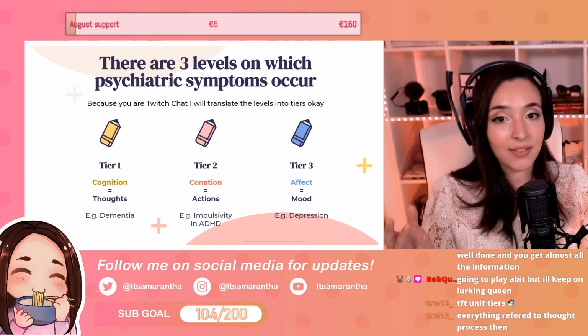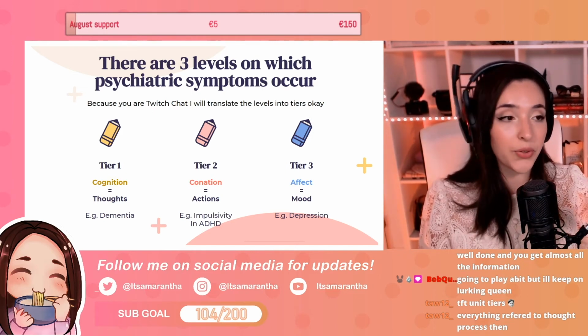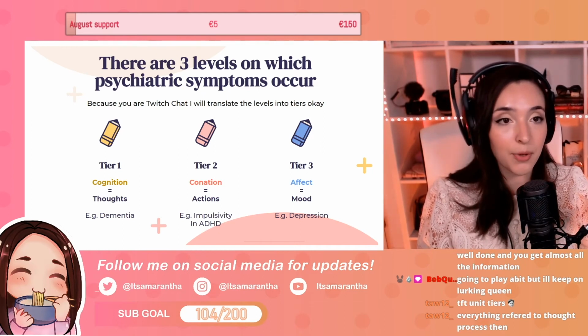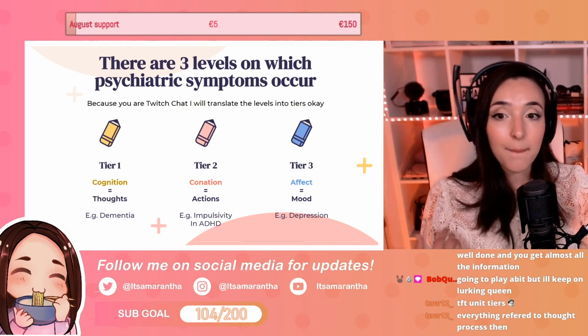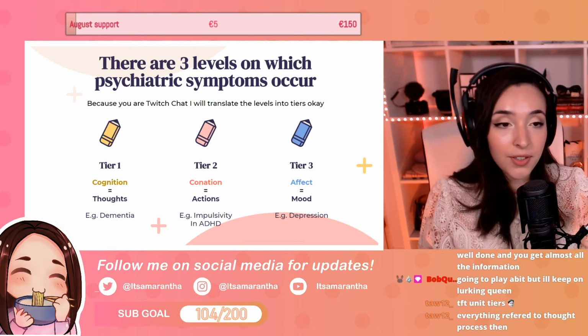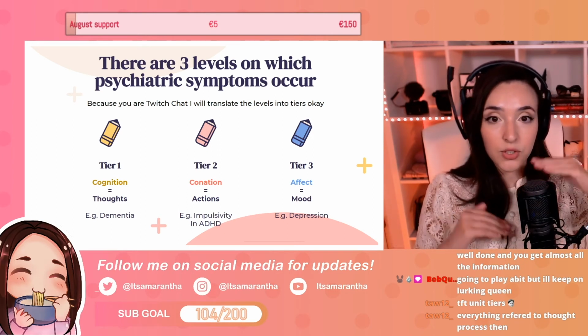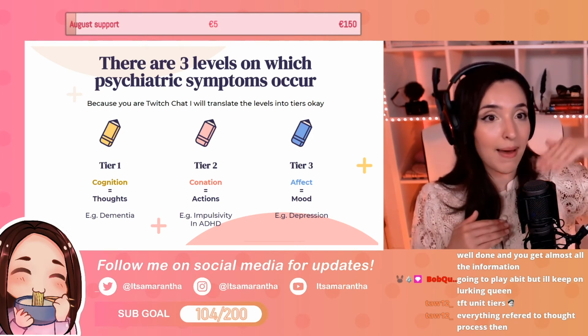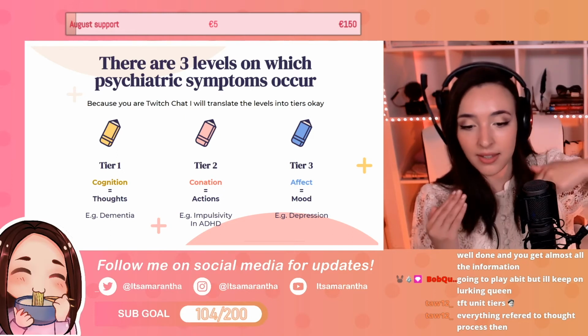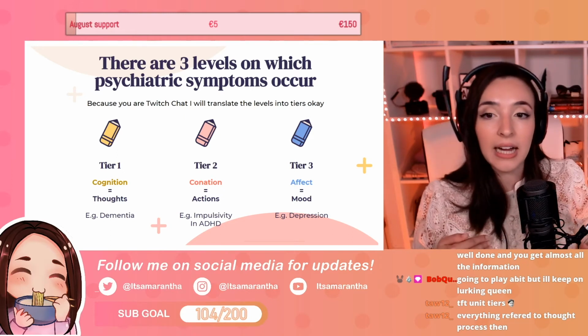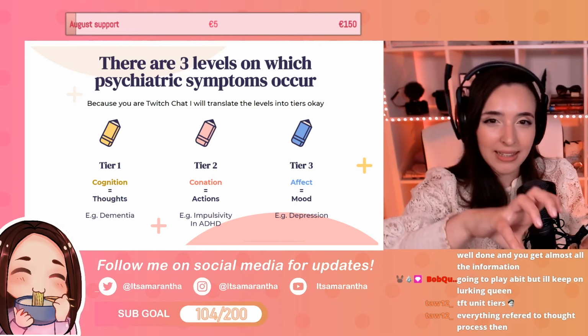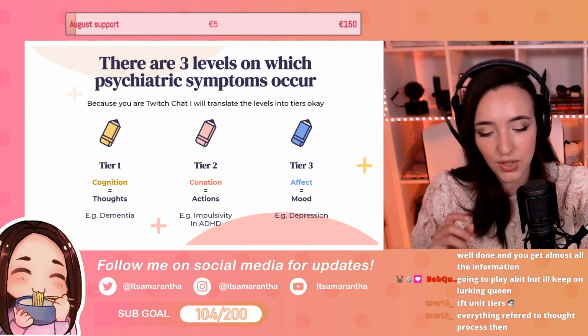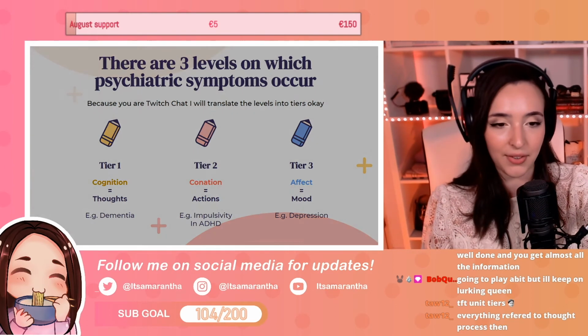And then the last one is affect, which has everything to do with mood. Obviously, depression, for example, you're in a very sad mood, but you can also have bipolar, for example, where you're switching between sad and manic, like really happy, and sad and really happy, you know. So those are like the three levels or three tiers that you have to look out for in mental health.